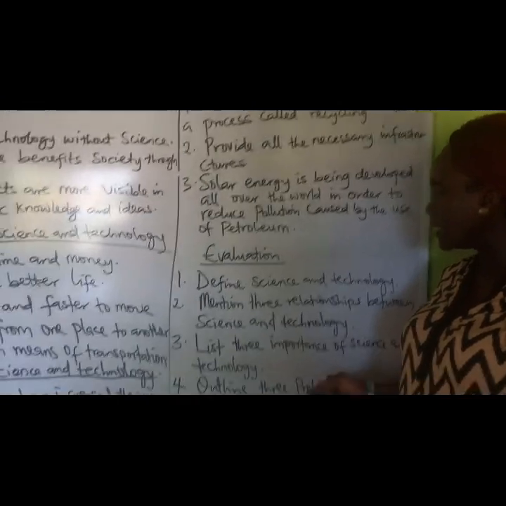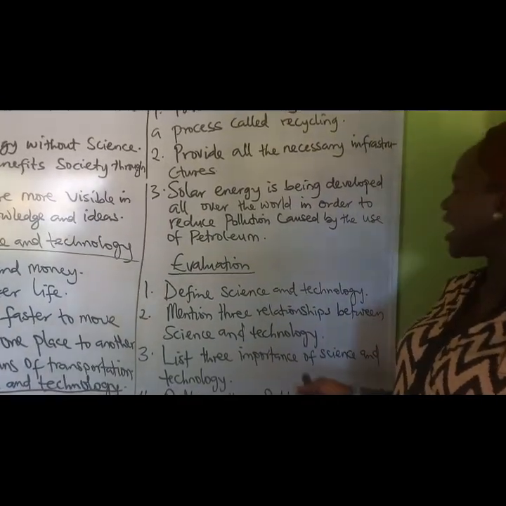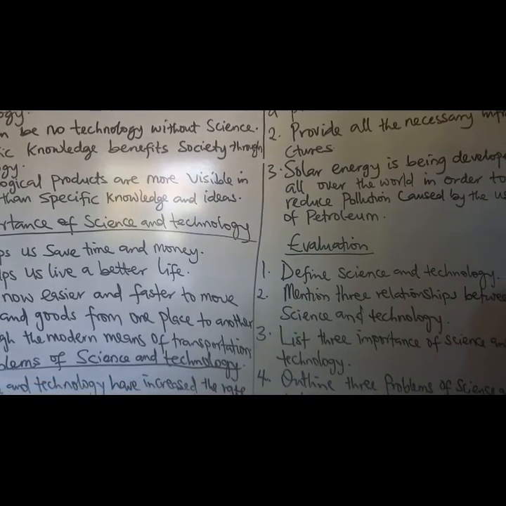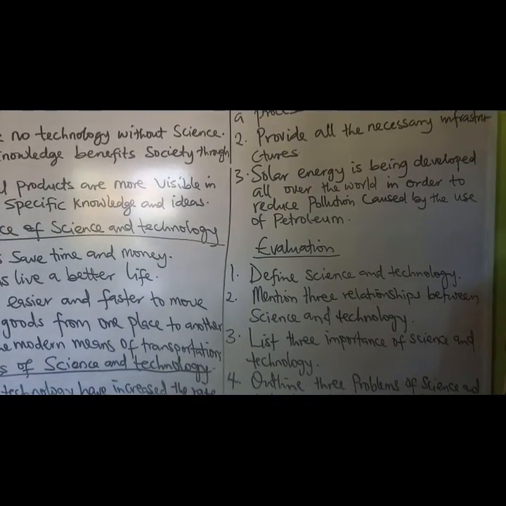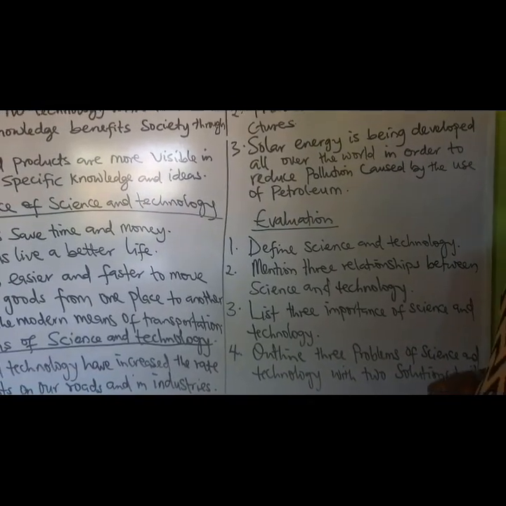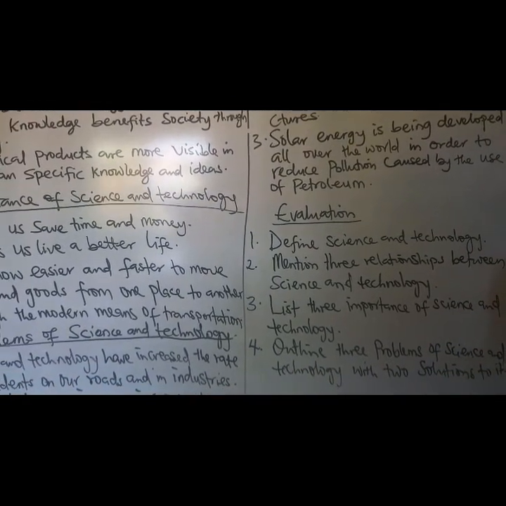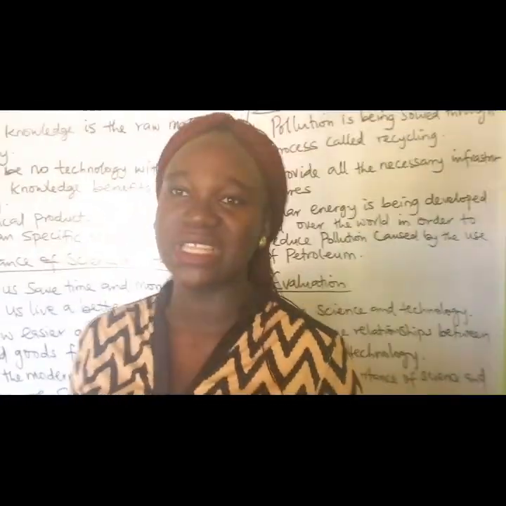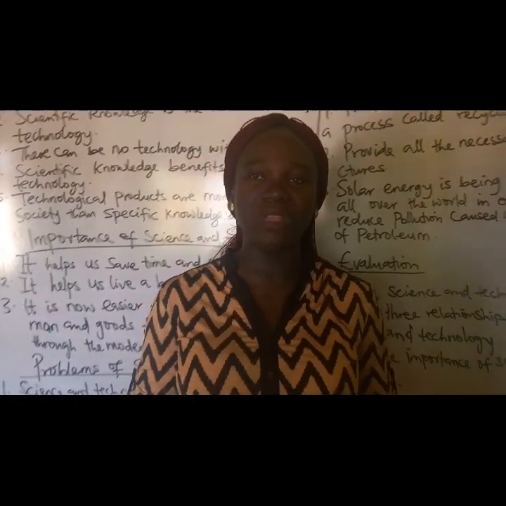This is the assignment. Define science and technology. Mention three relationships between science and technology. List three importances of science and technology, and outline three problems of science and technology with two solutions to it. I believe we have had enough for today, and we prepare for the next class.